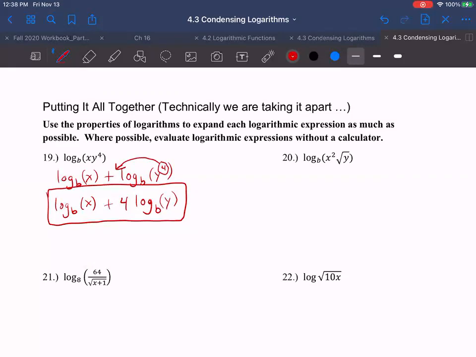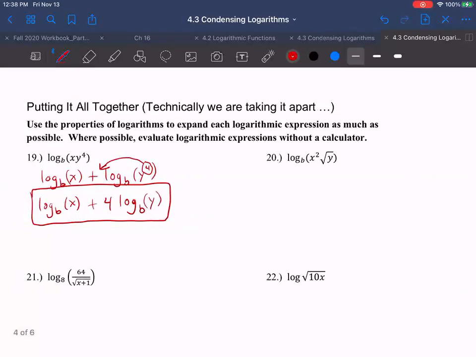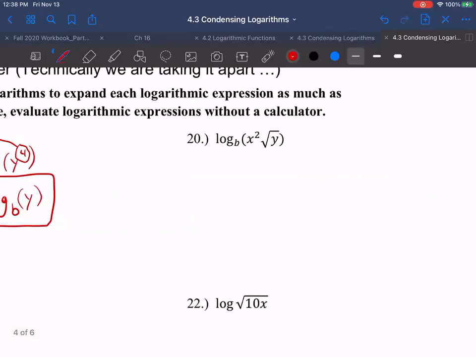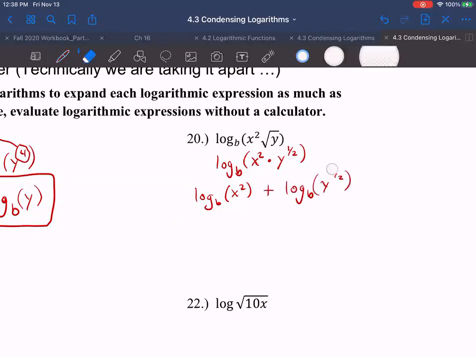Okay, let's take a look at this next one, number 20 here. Again, I have something with a square root, so I can rewrite this as log base b of x squared times y to the 1/2. Now they both have exponents, but I can't bring either one of them out front because their exponents don't match. So I can use the product rule first, and separate this into log base b of x squared plus log base b of y to the 1/2.